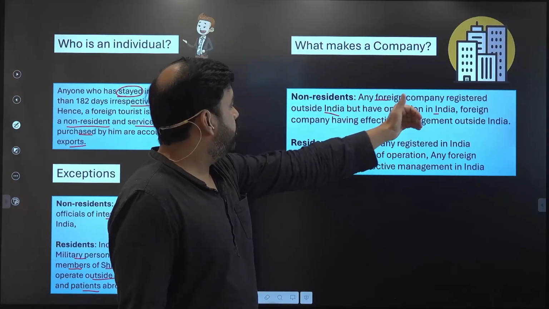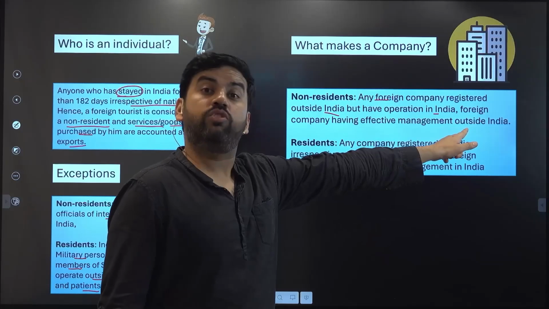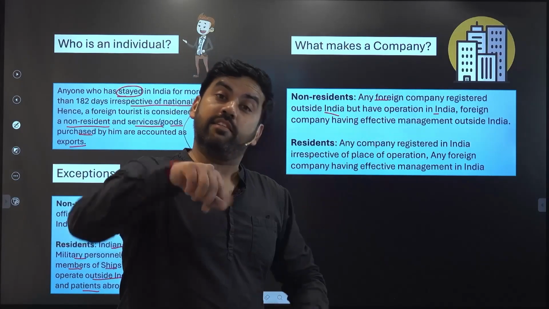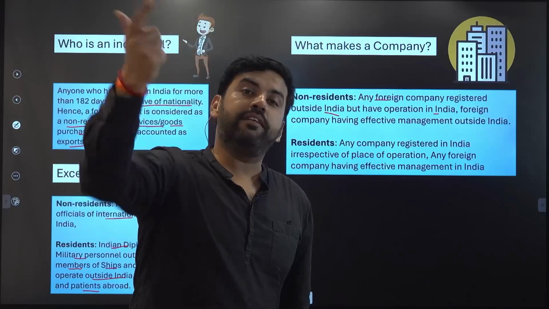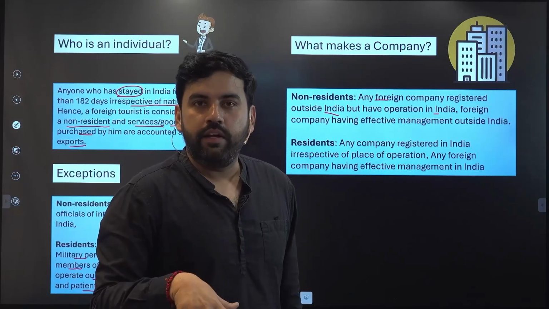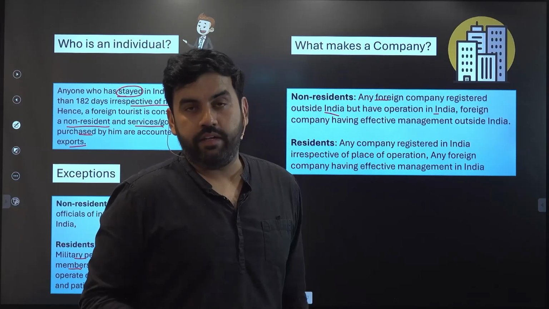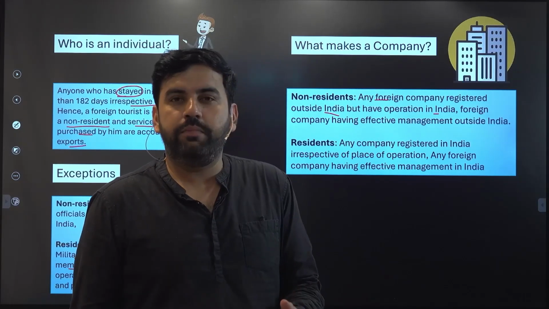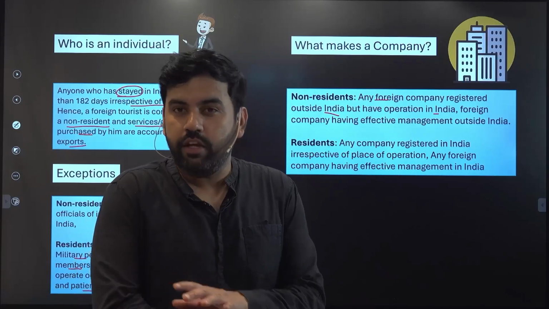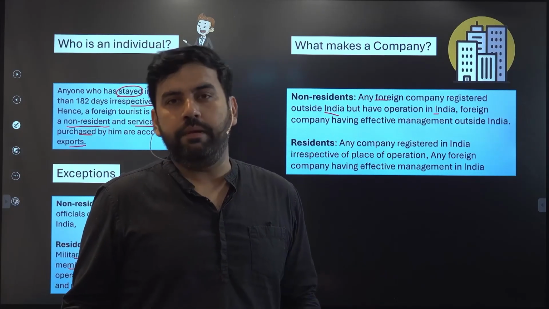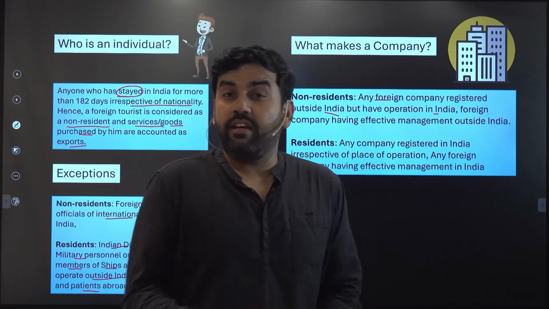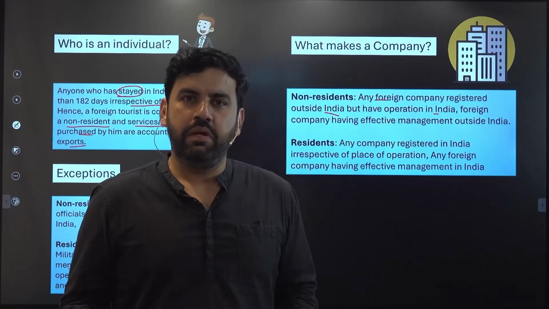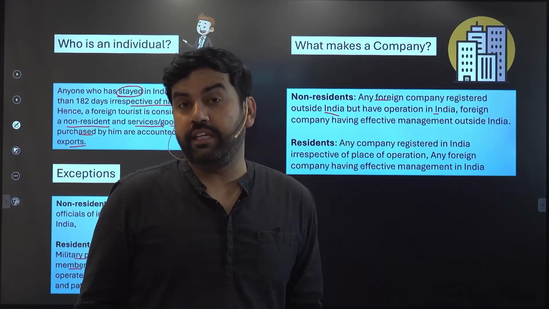The second condition is a foreign company having effective management outside India, right? This means it is a foreign company and it also operates outside India. It may sell something, but it does not have large operations in India. Effective management means that at the grassroots level, they have a huge base of people in India. Take Maruti Suzuki, which has been in India for decades now. They have a huge base. They have effective management in India.